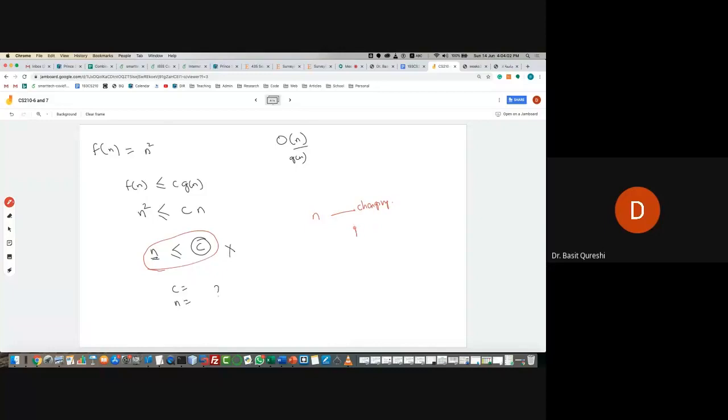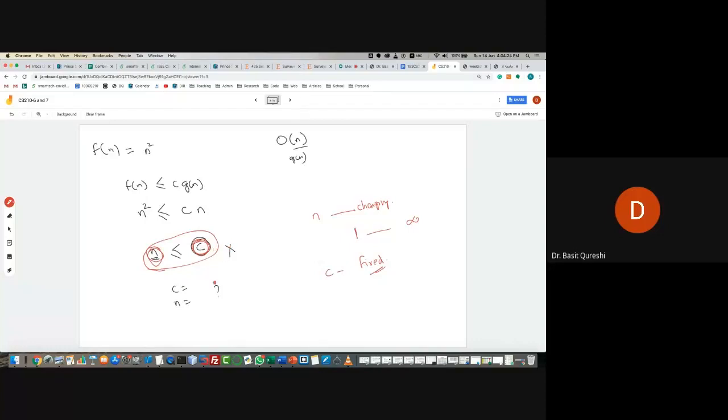Okay? It can be anything from 1 to infinity. It will be a very large value. But c is fixed. It's constant. So how can I say that something which is fixed is bigger than or equal to something which is always changing? It will not work.